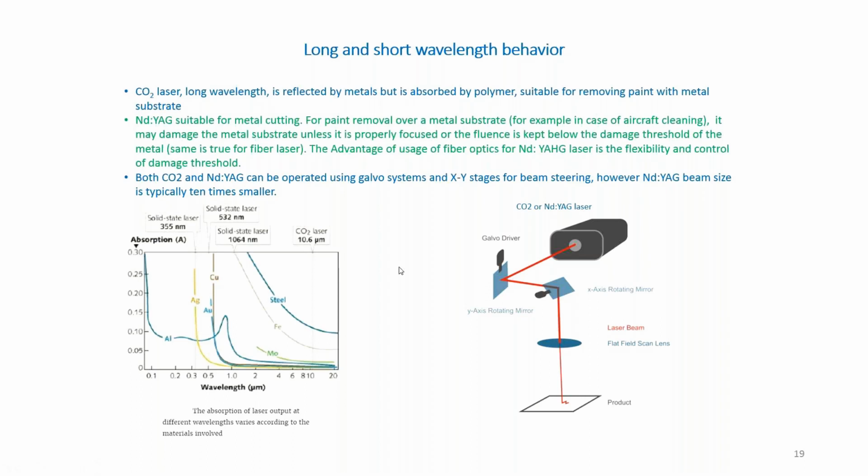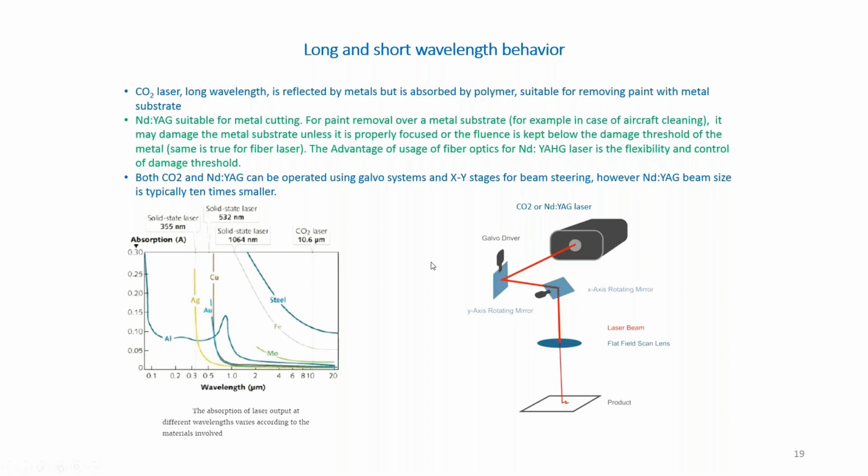The advantage of using the near IR over the mid IR is that you could use fiber optics, and it's much more flexible than the mid-IR. Both the near IR and mid-IR, as shown in this right diagram, could be steered. The beams could be steered using galvo drivers and also XY translation stages. But the beam of the near IR is much narrower because of the diffraction limit. The beam is much narrower than the mid IR.